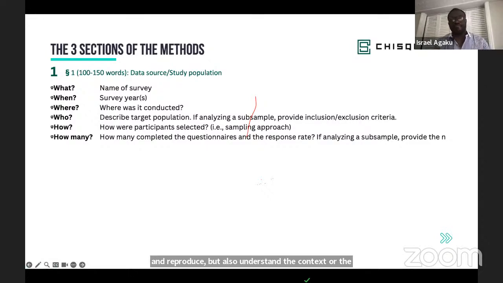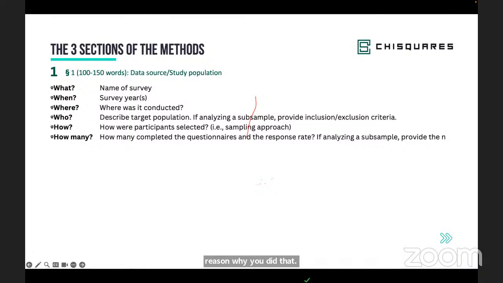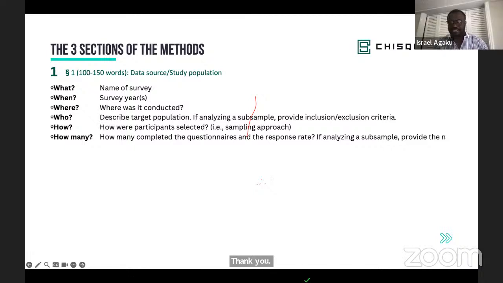So based on our 3-item framework, the methods should have 3 sections.